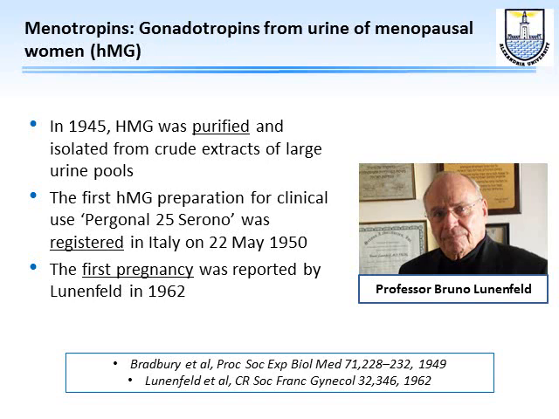And the first preparation for clinical use was called Pergonal 25. It contained 25 international units, and it was registered in Italy in 1950. And Professor Lunenfeld used this preparation for achieving pregnancy in women who had no ovulation.